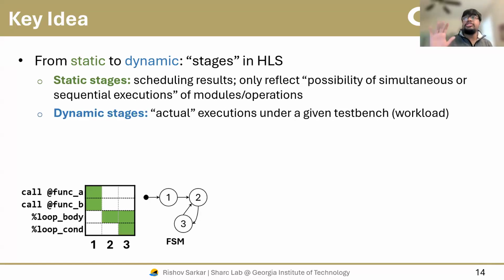On the other hand, I define this term of dynamic stages, and this is the actual executions under a given workload. So essentially, if for a particular test bench, I provide input data to the design, and based on that input data, we have to run a loop maybe 4 times, right? Then what's going to happen is we're going to visit some of these states over and over. We're going to visit those loop states 4 times.